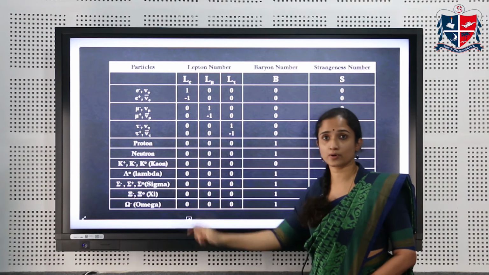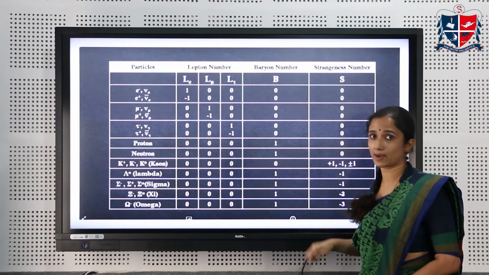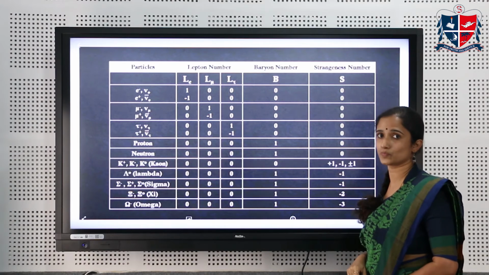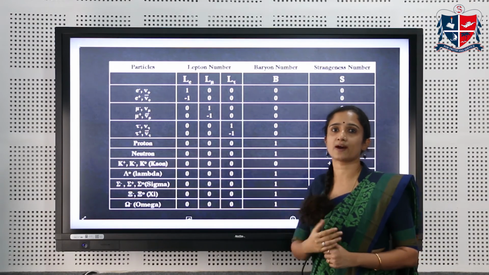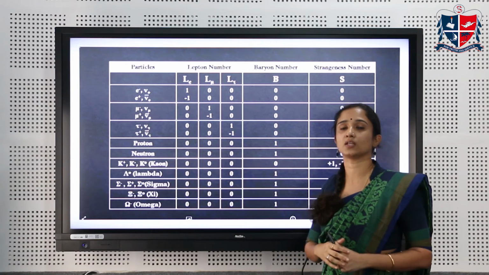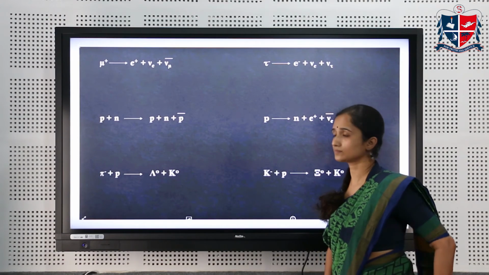Then here come the hyperons. All the hyperons are baryons, so they all possess a baryon quantum number and they have their strangeness quantum number also. So once we know about these quantum numbers, we can identify whether a particular particle interaction is permitted in the universe. Let's see a few examples.